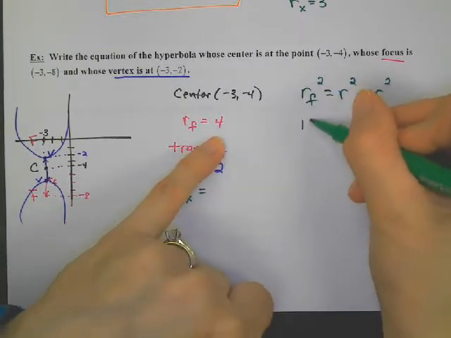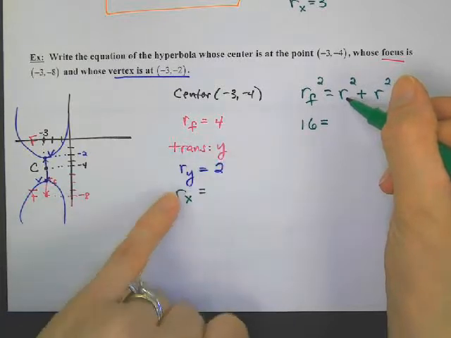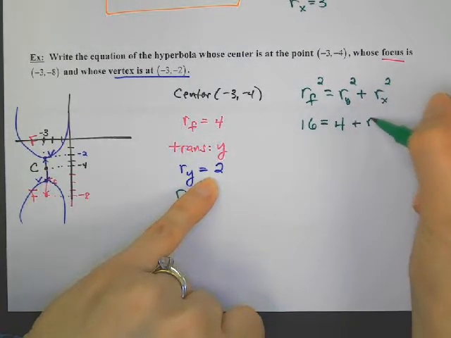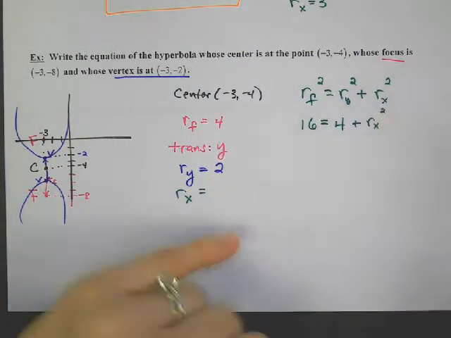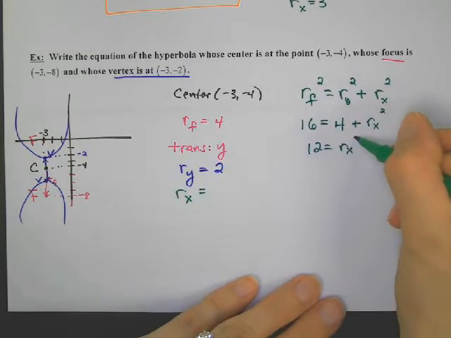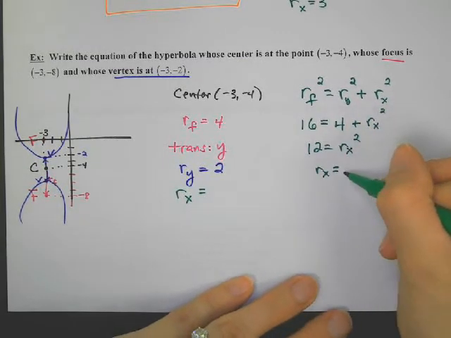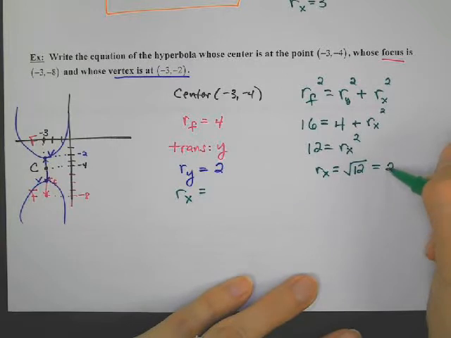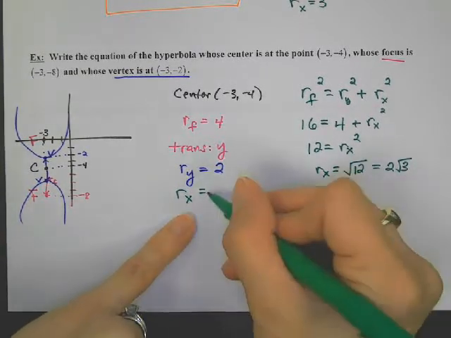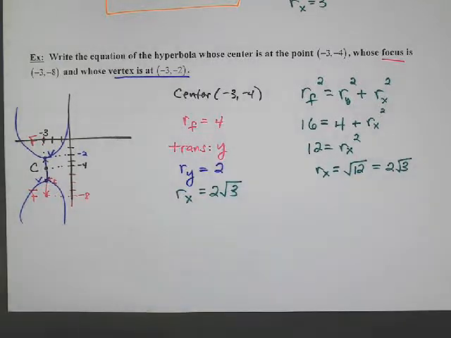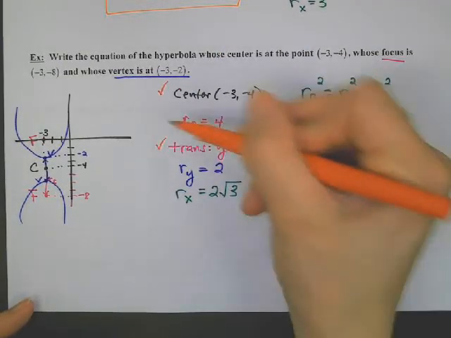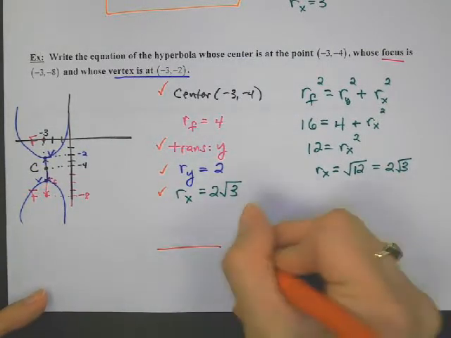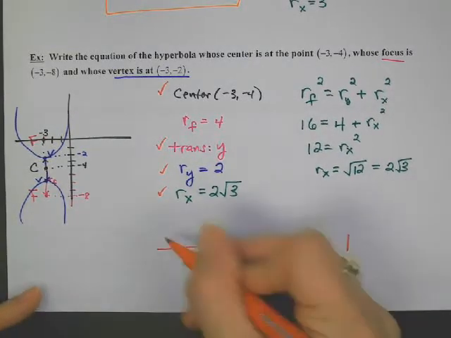I know the focal radius squared is going to be 16. The r that I know is y, so I'll put r sub y squared first, and r sub x I don't know. Subtract the 4. 12 equals r sub x squared, so r sub x must be radical 12, which simplifies to 2 radical 3. So r sub x is 2 radical 3. We have everything we need to know: center, transverse, r sub x, r sub y. Let's get started. It's the first term minus the second term, and it equals 1.